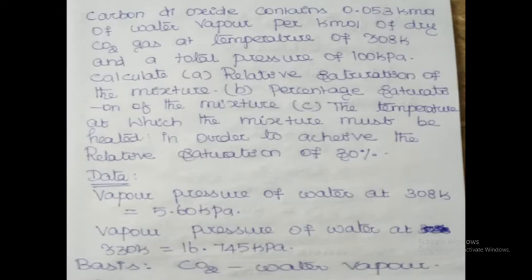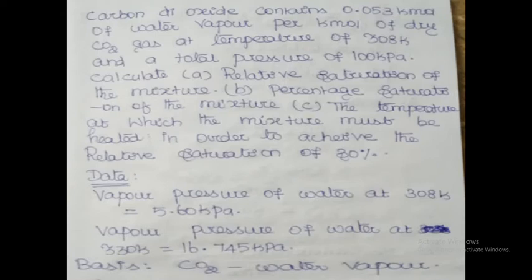Okay. So the data, vapor pressure of water at dBT. dBT is given 308 Kelvin. So at dBT this pressure is taken as vapor pressure. Vapor pressure notation PS. PS is equal to 5.60 kilopascal. So another data are given. Vapor pressure of water at 330 Kelvin is equal to 16.745 kilopascal. What is the purpose? These data are given here for the purpose of the third part.